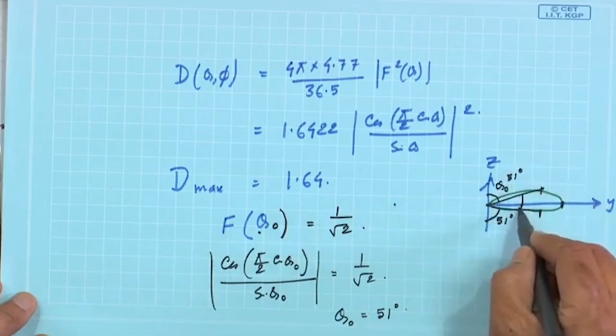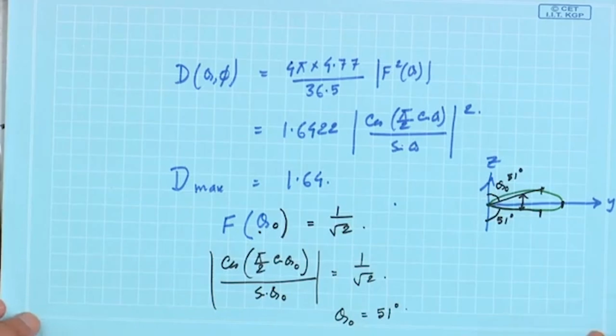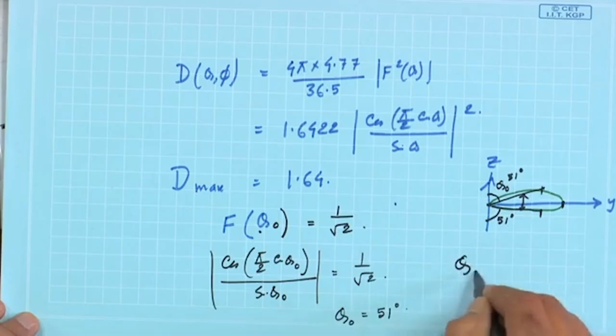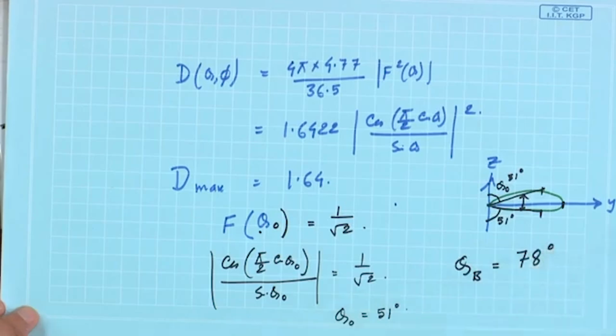So, what is the half power beam width? It will turn out to be 78 degree. So, we can say that theta b, the half power beam width of a half wave dipole is 78 degree. Now, how much has it improved? For current element it was 90 degree. So, compared to 90 degree, we are getting a 12 degree reduction. That is good, it is more focused.